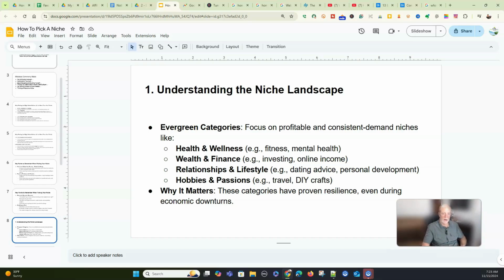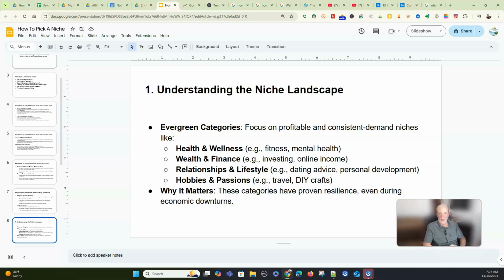Wealth and finance: investing, online income, make money online, affiliate marketing, crypto, it just goes on. And then relationships and lifestyles: dating, personal development, parenting, just anything that is relationship oriented. And then hobbies and passions: travel, do-it-yourself crafts, do-it-yourself home improvement, things like that. So there's just a lot of area. And so again, you want to follow the money. And these are the 4 main areas with a lot of room to grow.